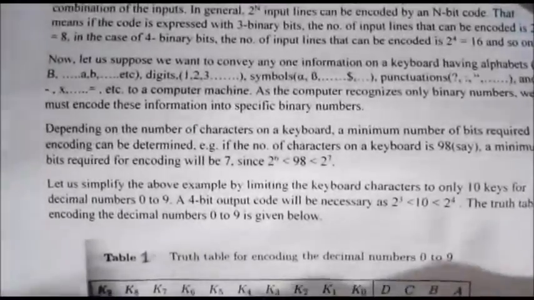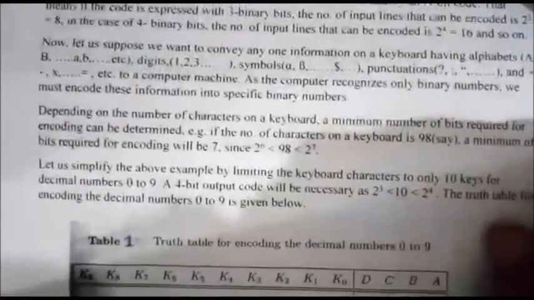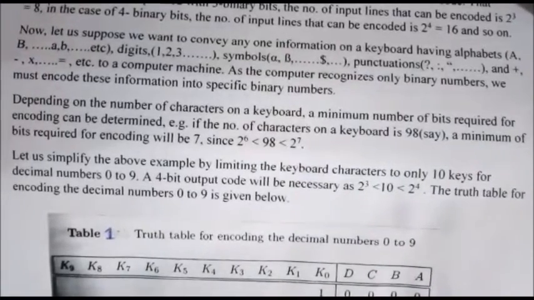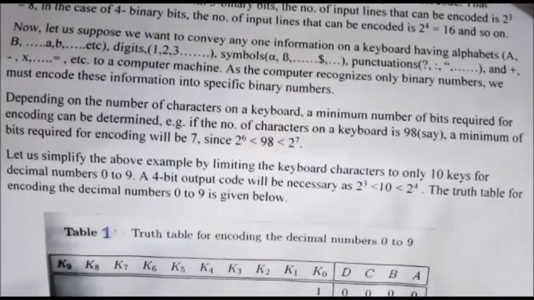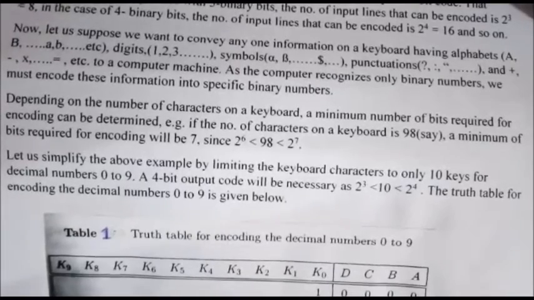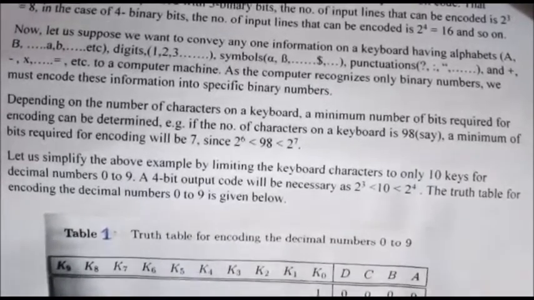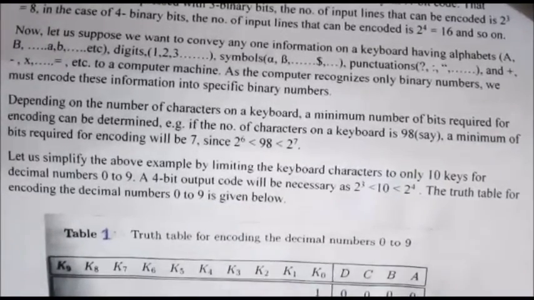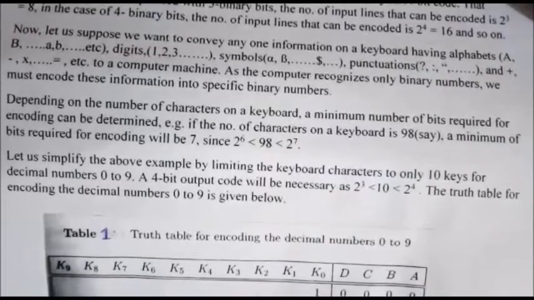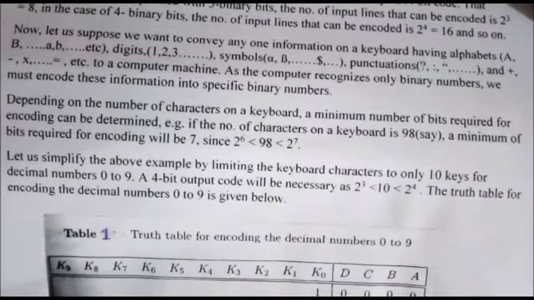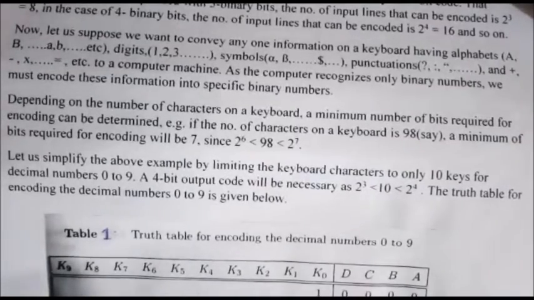Depending on the number of characters on a keyboard, the minimum number of bits required for encoding can be determined. For example, if the number of characters on a keyboard is 98, say, the minimum number of bits required for encoding will be 7, because 2 to the power 6 is less than 98, so it will not serve our purpose, and 98 is less than 2 to the power 7. So if we consider 7 bits, then our purpose will be solved.